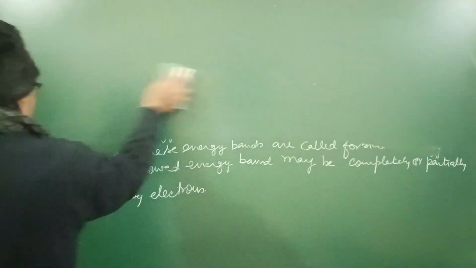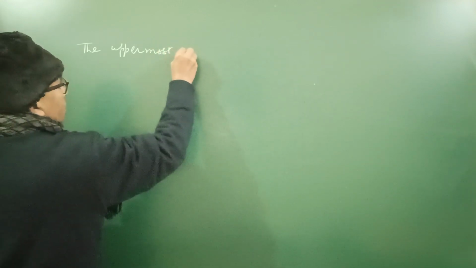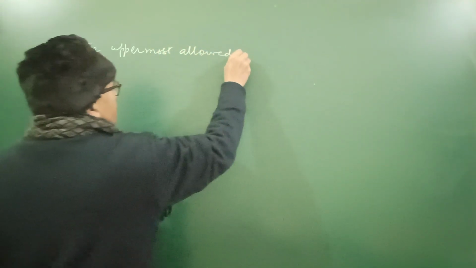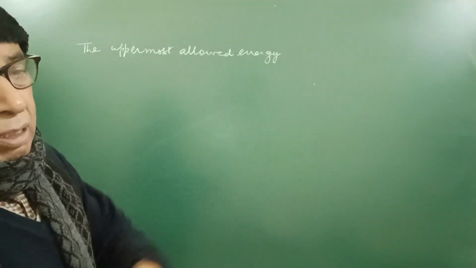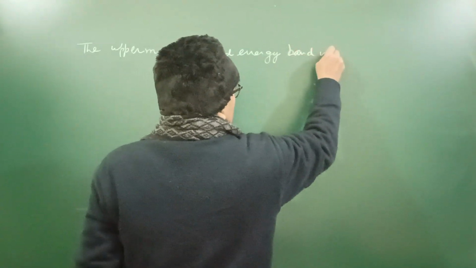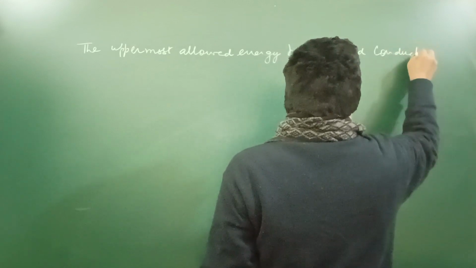Now, our aim here is only to differentiate between metal, insulator, and semiconductor on the basis of the range of energy bands. Further, the uppermost allowed energy band. By uppermost, I mean lower energy levels in one band and higher energy in another band. The uppermost allowed energy band is called the conduction band.